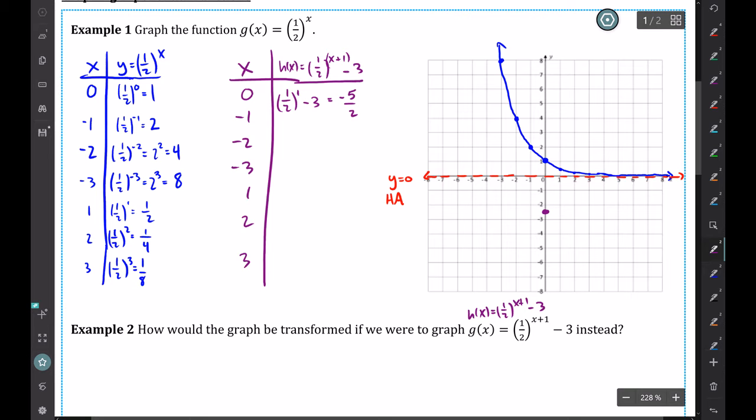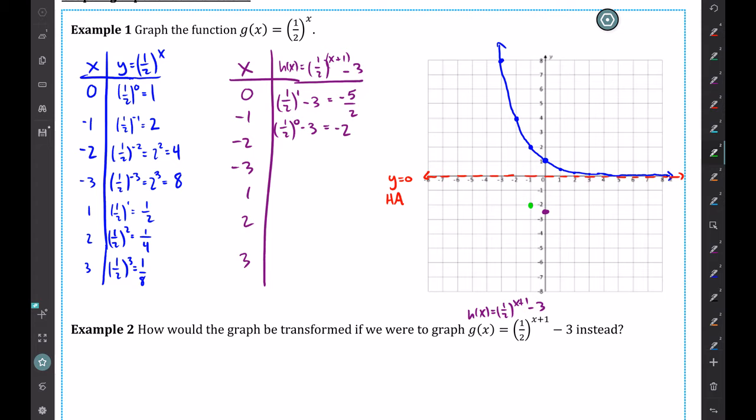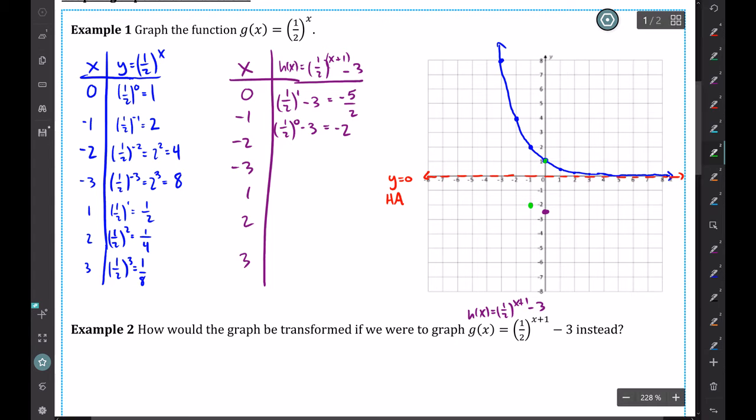If you plug in negative 1, then you get 1/2 to the 0 minus 3, which would be the same as 1 minus 3, which is negative 2. So that's negative 1, negative 2. I'm going to highlight this point as an important point, because that's where the 1/2 was raised to the 0, and then we subtracted 3 from it. So if 0, 1 is a base point, then negative 1, negative 2 is the base point of this graph. I'll say more about that in a minute.